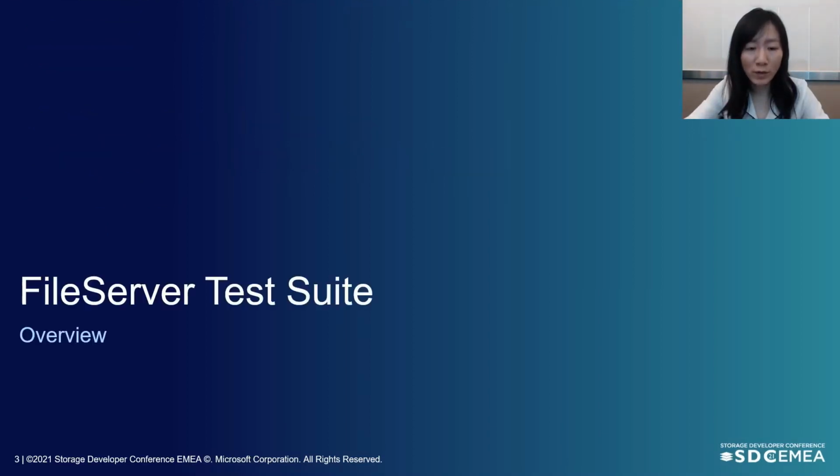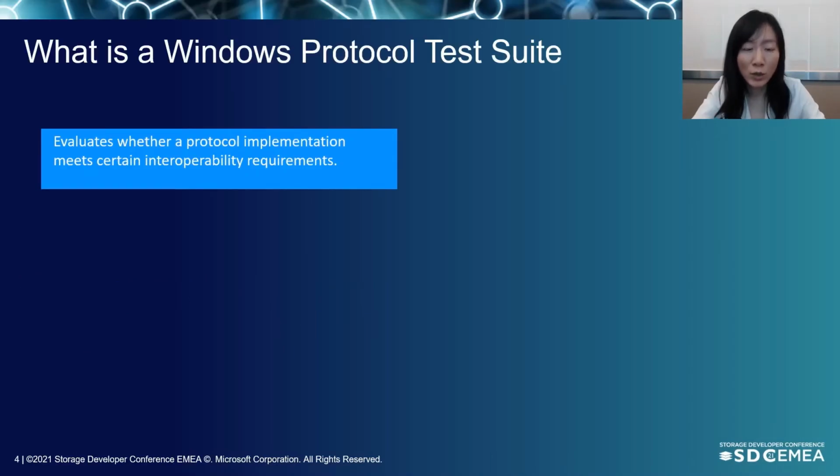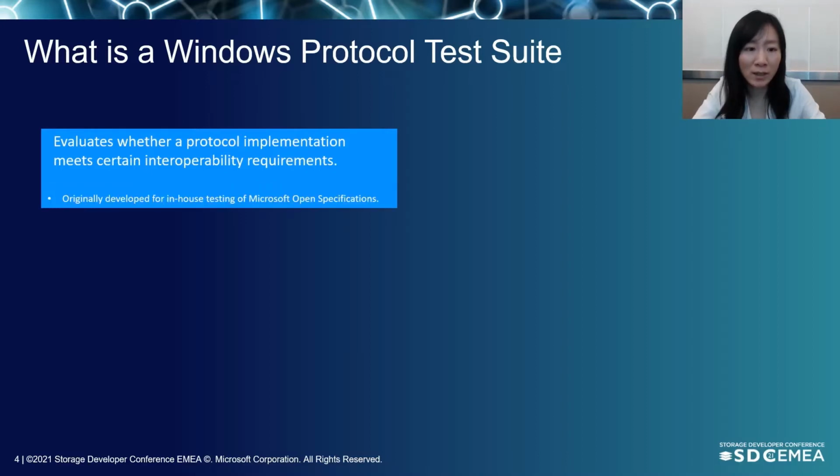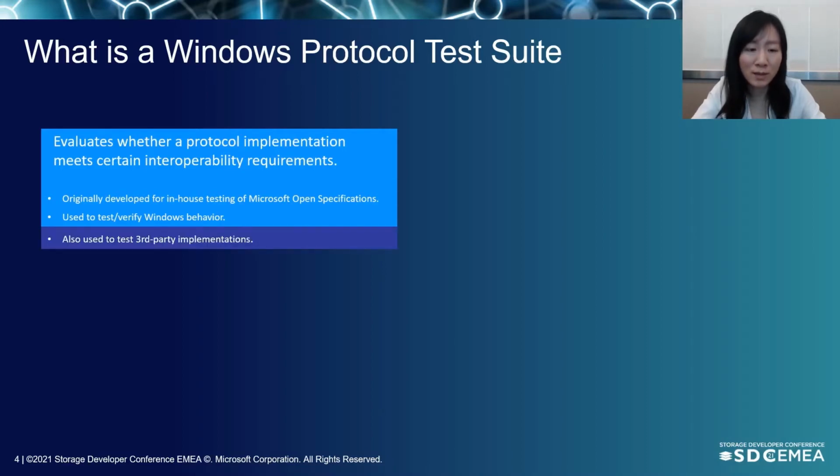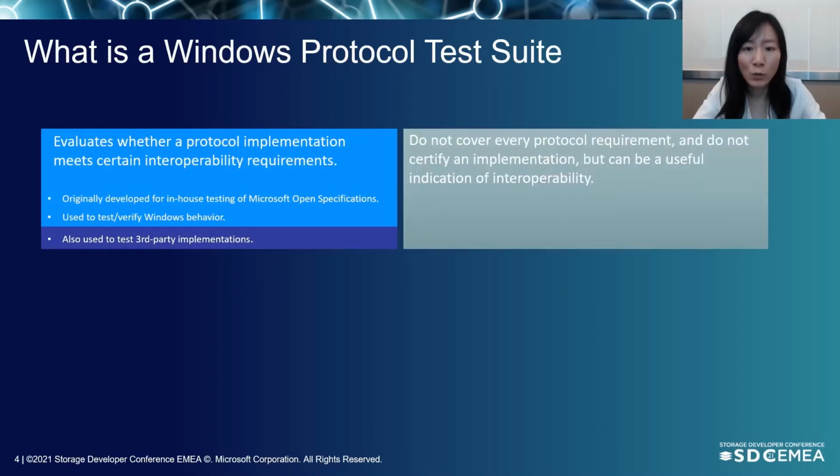Here's the overview for FileServer Test Suite. So what is a Windows Protocol Test Suite? A Windows Protocol Test Suite evaluates whether a protocol implementation can meet certain interoperability requirements. At the very beginning, it was developed for our in-house testing for Microsoft Open Specifications. We also use it to test and verify Windows behaviors. It can also be used to test third-party implementations. We do not cover every protocol requirement and detail, and do not certify an implementation, but we hope that it can be a useful indication of interoperability.